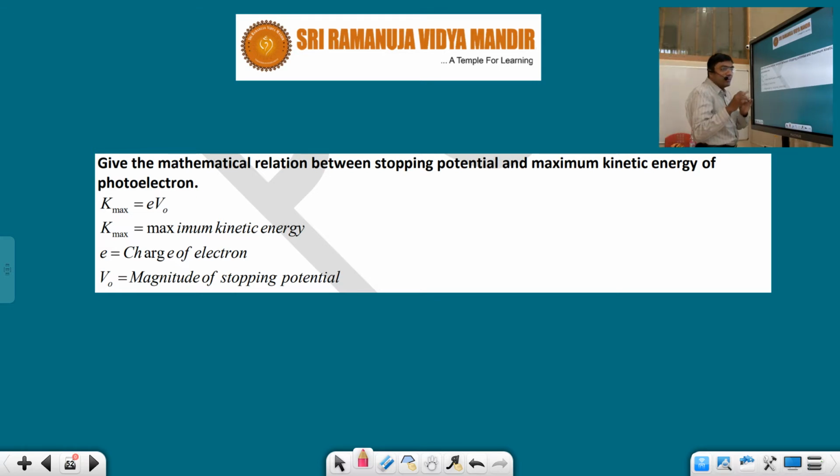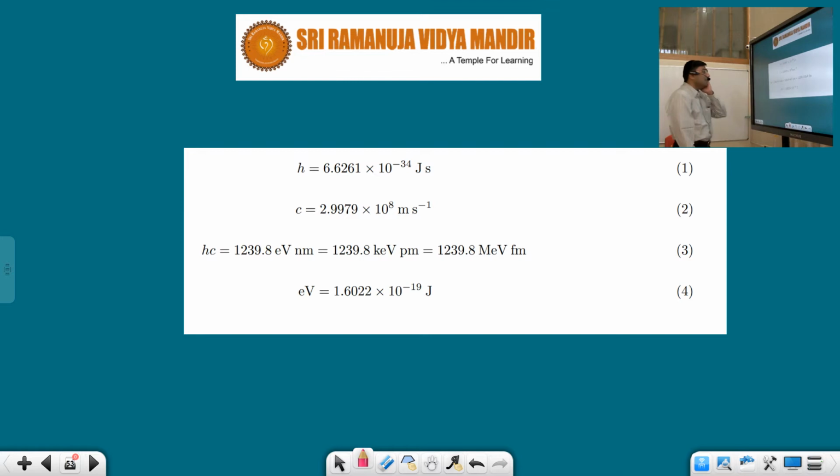What is the mathematical relationship between stopping potential and kinetic energy? Once the electron is removed from the surface of the metal, it comes out with some kinetic energy. So, naturally, that kinetic energy must be equal to the stopping potential energy. Then only the electrons will be stopped. So, that is what stopping potential is all about. I hope you understood. e is the charge of the electron and the magnitude of stopping potential is V naught. Now, these are the basic definitions.